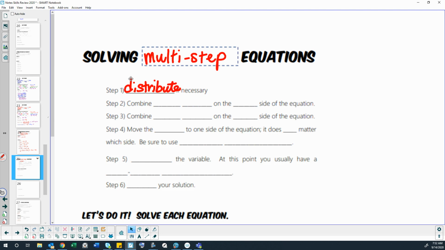Step 2, we're going to combine like terms on the left side of the equation. Then step 3, we're going to combine like terms on the right side of the equation. So you don't combine terms across the equal sign. Keep everything on one side combined and then everything on the other side combined.